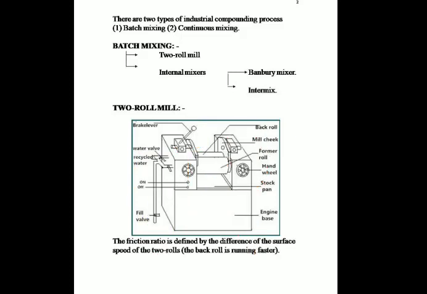The rolls run at different surface speeds. Normally the back roll is connected to the electric motors with a reduction gearbox, so that it runs at a slightly higher speed than the front roll. The gap between these two rolls is called the nip gap. So what is the nip gap? The gap between the front roll and the back roll is known as the nip gap.